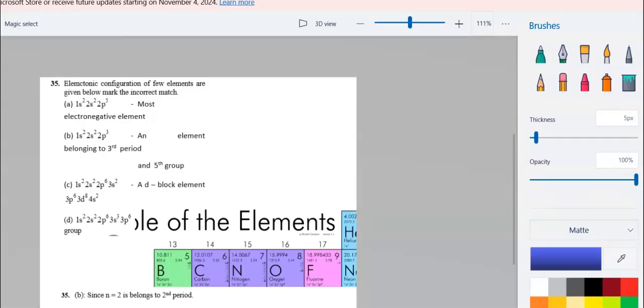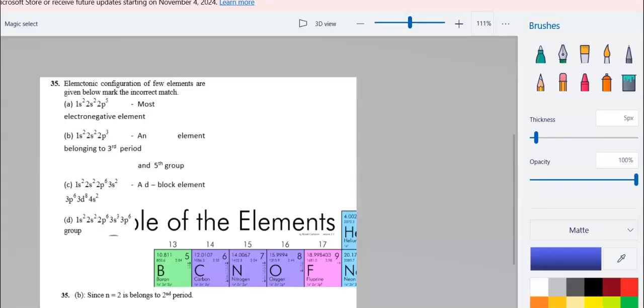Now we are going to start the 35th question. Electronic configurations of a few elements are given below. Mark the incorrect match. So the answer is option B, because look at the electronic configuration 1s2, 2s2, 2p3. The principal quantum number is 2. So it belongs to the second period, not third.